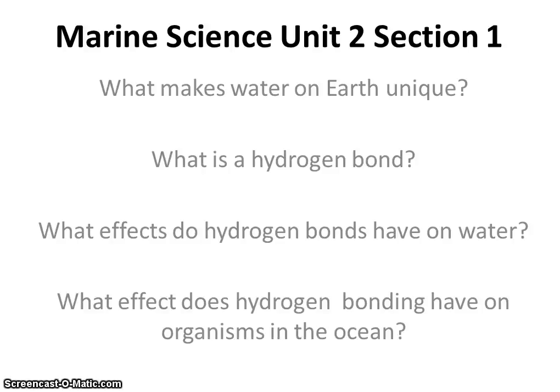So, what makes water on Earth unique? Again, it's the idea that we are the only planet with liquid water. Not the only planet with water, the only planet with liquid water. And that liquid water on Earth has a positive end and a negative end, which means that in solution, water sticks to itself like magnets. This causes water to heat up and cool down very slowly.